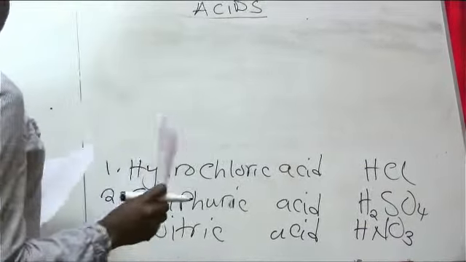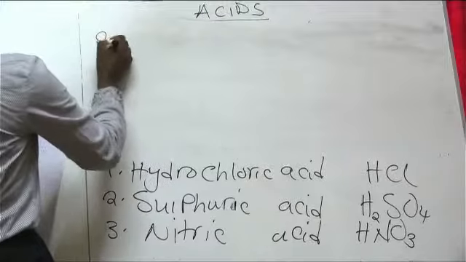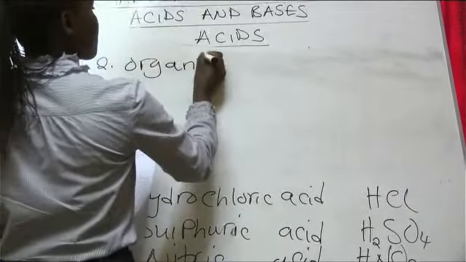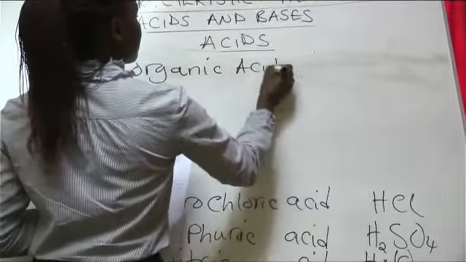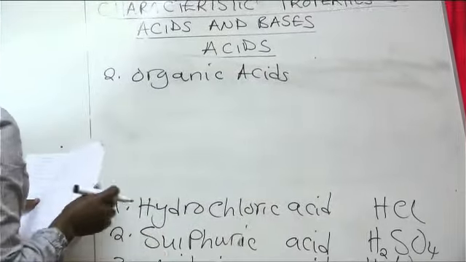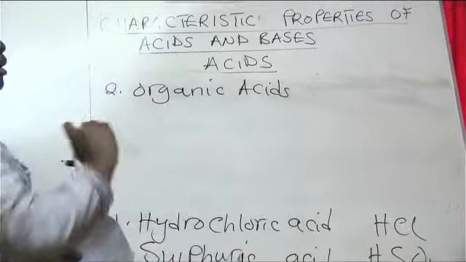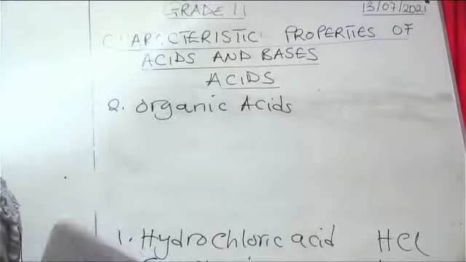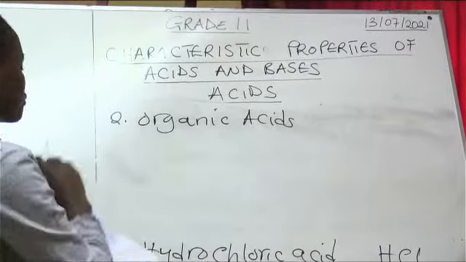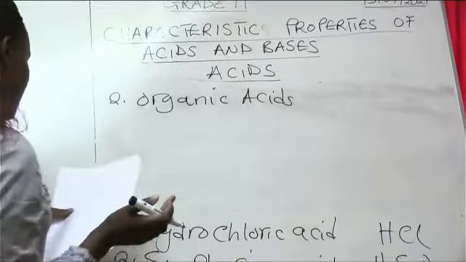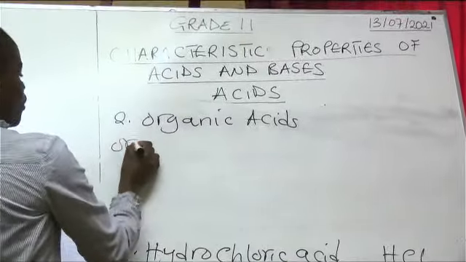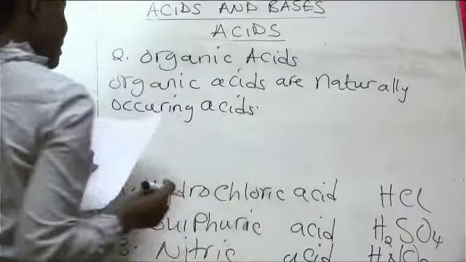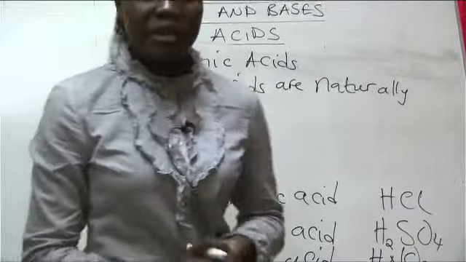The second type are known as organic acids. This is the second type of acids that we have. And just from the name organic acid, these are naturally occurring acids. They are just natural. They are obtained from plants. That's why we can find them. Naturally occurring acids, and their main source can be plants.